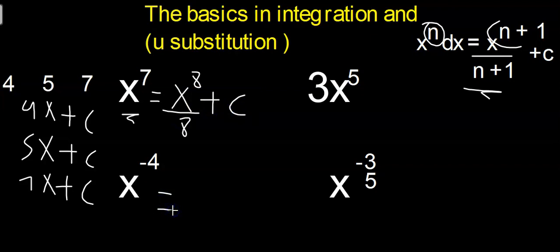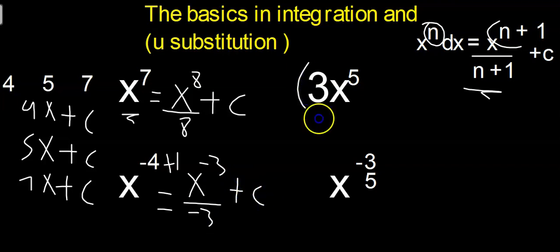And when you come to x raised to the negative 4, don't forget that we add, not subtract. Subtraction is for derivatives, so we have to add when you deal with integration. So I'm just going to add 1. So negative 4 plus 1 will be negative 3. And then I'm also going to write this negative 3 down in the denominator, and then plus c. This is all you have to do for this type of function.